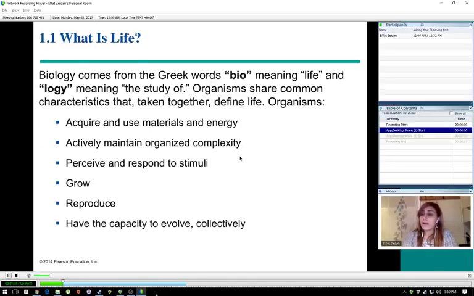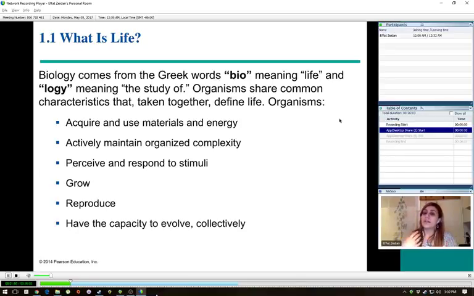So to start with biology, the word itself comes from the Greek words. The first part is bio, which means life, and logi, which means the study of. So biology is the study of life. It's the study of organisms that share common characteristics as well as different characteristics. So organisms, they define life.